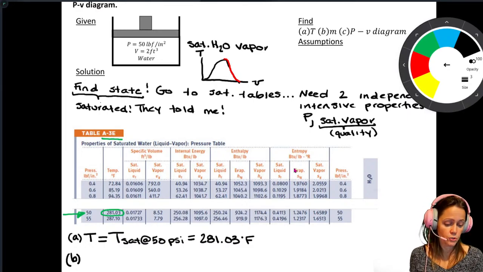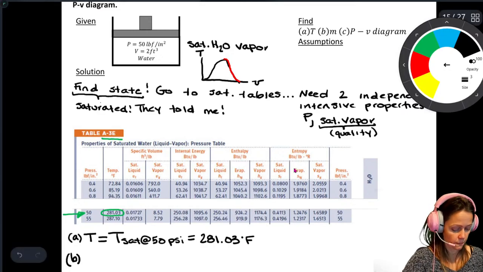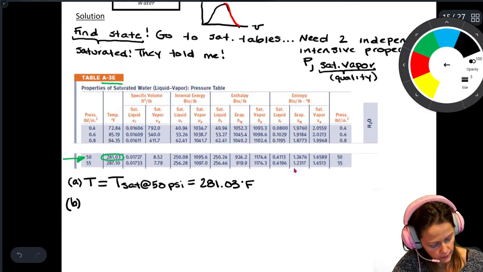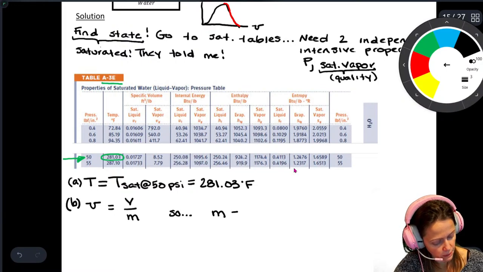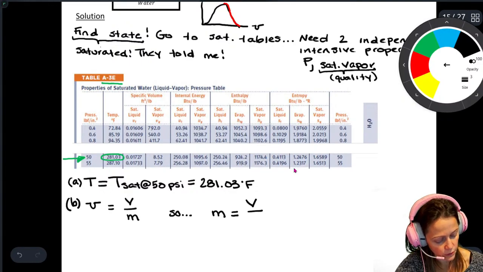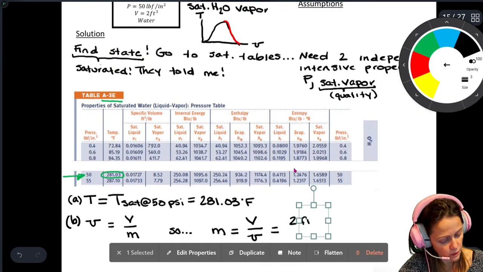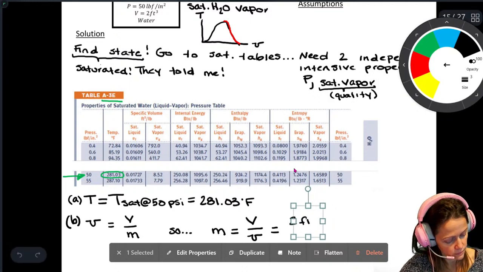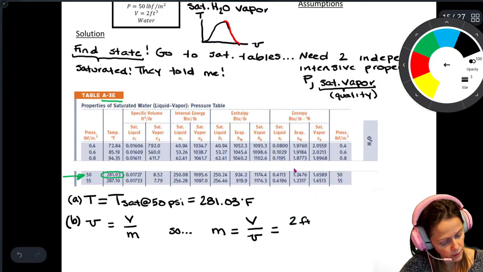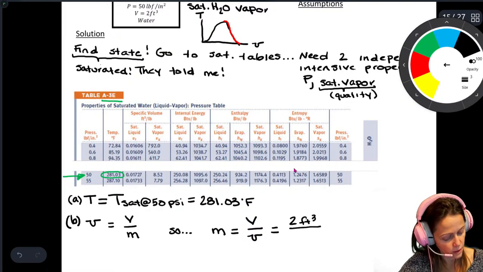The information that I'm going to use to find the mass would be my volume, right? Because I know that specific volume, for example, is volume divided by mass. So there's my equation. Mass is equal to volume divided by specific volume. So I've got the volume, 2 feet cubed, over our specific volume.